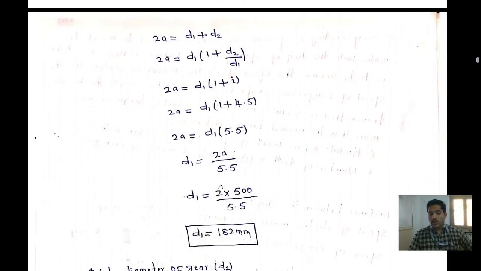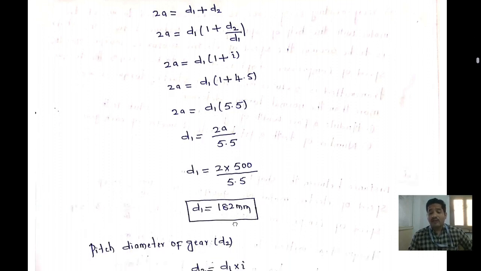So 1 plus i, how much did we get? Just 4.5. You need to substitute 4.5 over here. If you add 1 plus 4.5 then you will get 5.5. Then 2A by 5.5. So D1 is 2A, that is 500, by 5.5. If you divide, you will get D1 is equal to 182 mm.